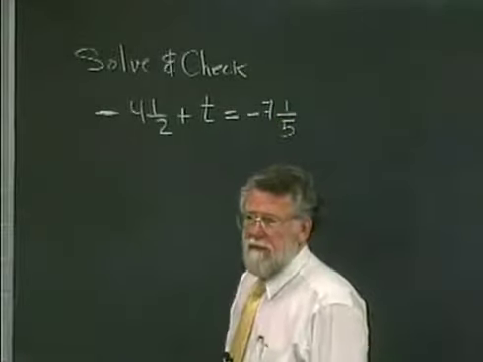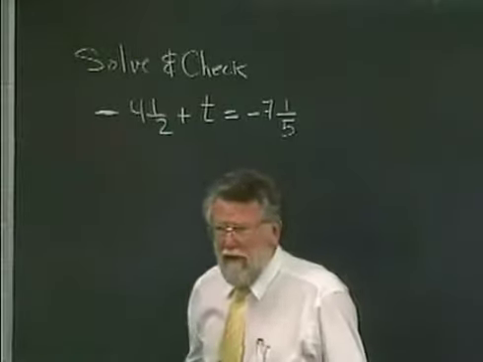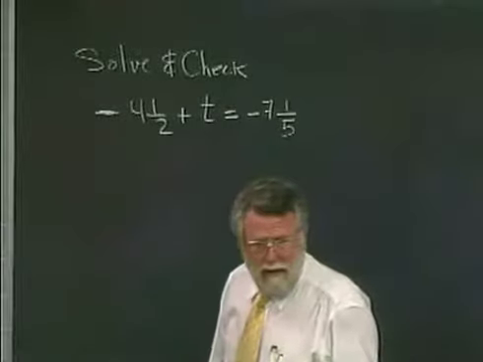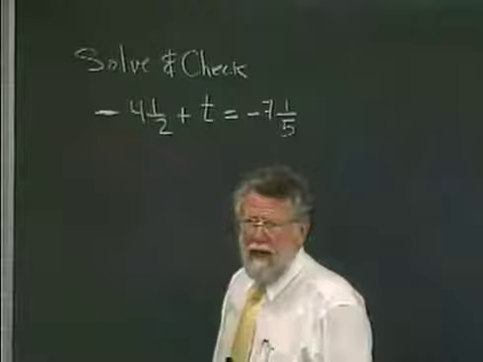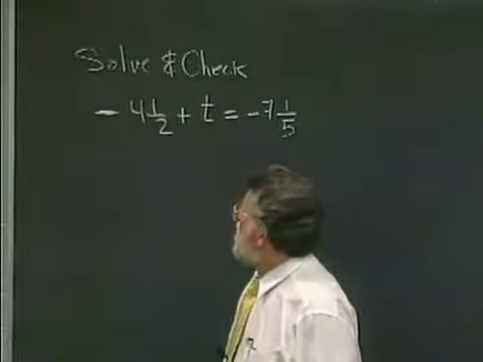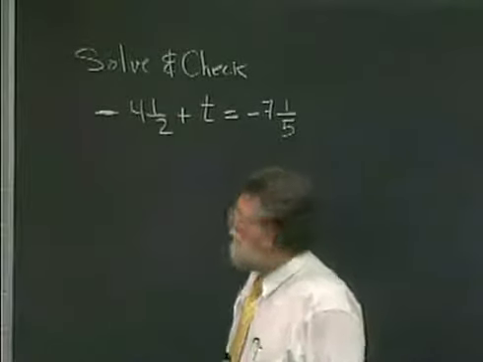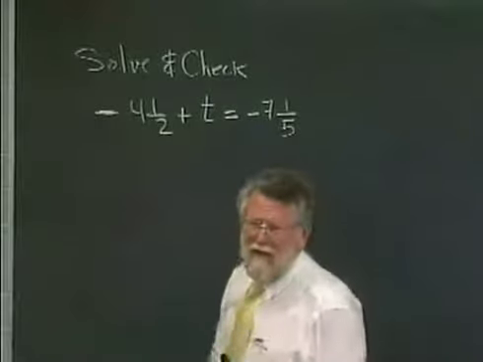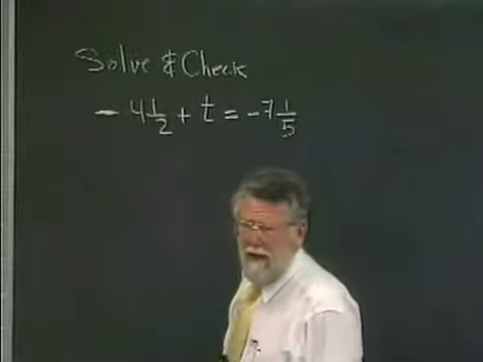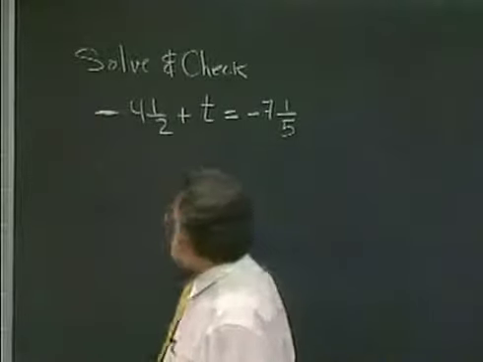Question before we start? Okay, in this process, the only thing that's different is we have fractions instead of whole numbers. Or integers, I should say, because whole numbers would not be negative. So you have some choices here. Technically, if we had decimals, I'd probably change everything to minus 4.5 and a negative 7.2 and be done with it. But the intent here is to work with a common denominator. So we're going to add 4 1/2 to both sides to get t by itself.